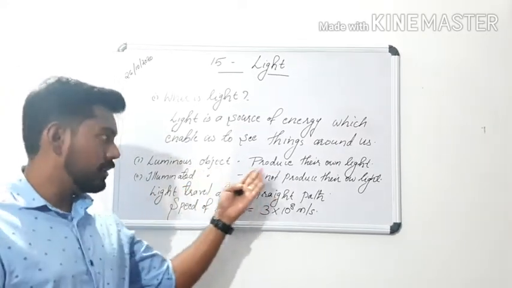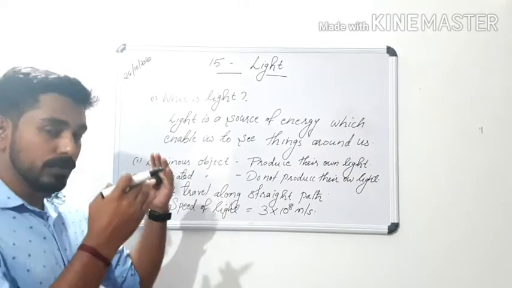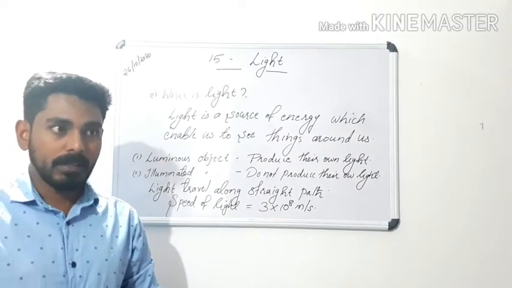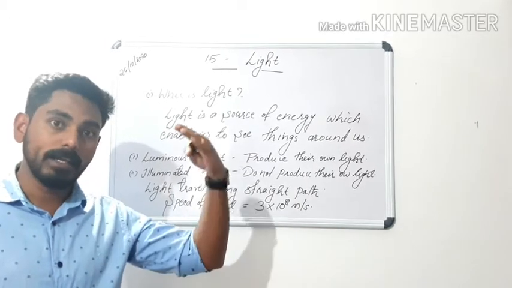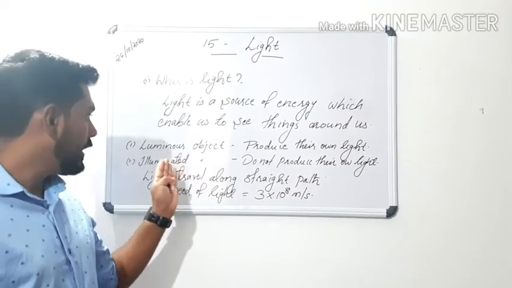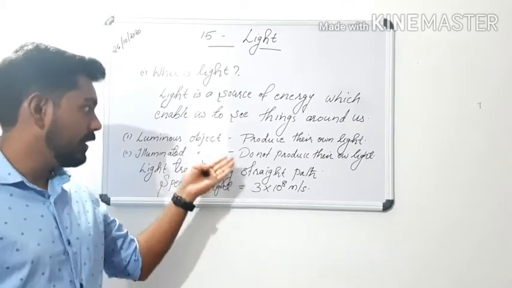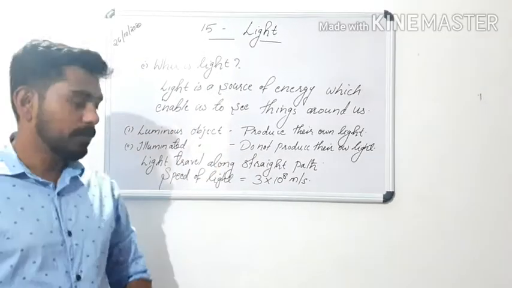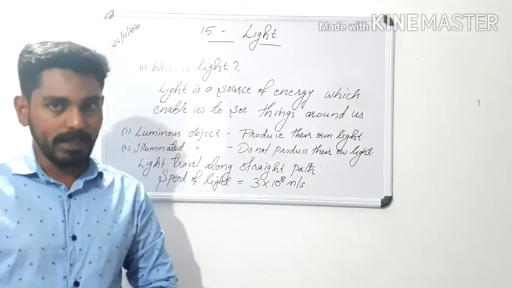So the object which can produce its own light is called a luminous object. Due to the sunlight, you can see that the things are illuminated. The things around you are sometimes illuminated by the sunlight. Such an object is called an illuminated object. Illuminated objects do not produce their own light. So luminous objects produce their own light, but illuminated objects do not produce their own light.